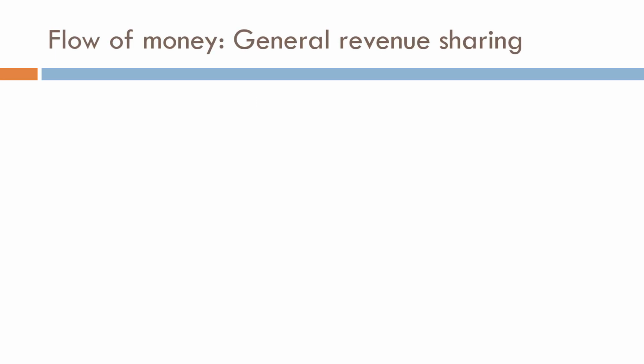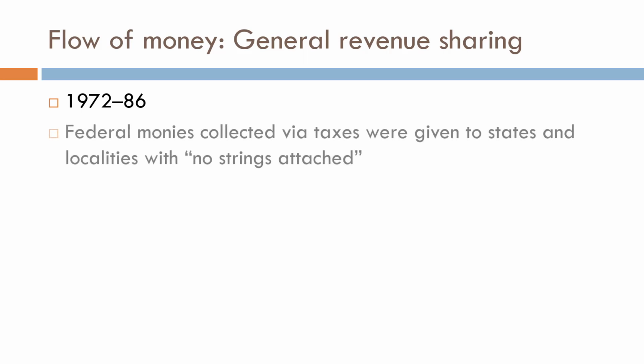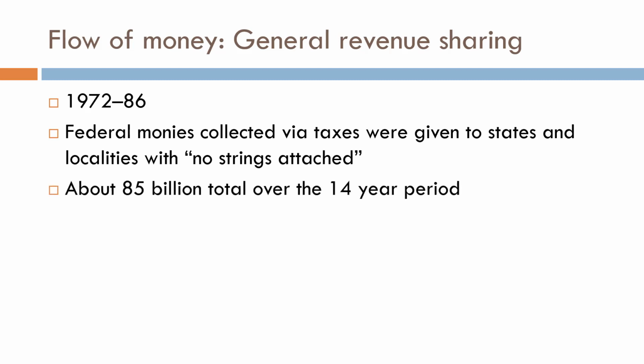The third and last form of money flowing is what's called general revenue sharing. This actually is no longer in place. It was only in place from 1972 to 1986, and it basically involved federal monies being collected via taxes, as they all are, and given to states and localities with essentially no strings attached, not even to say this is the particular program or this is the particular purpose that it has to be used for. And during the 14 years that it was in operation, $85 billion were spent, which actually is not a lot compared to the overall budget.